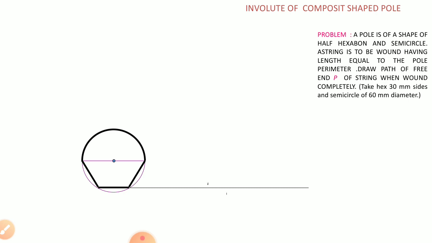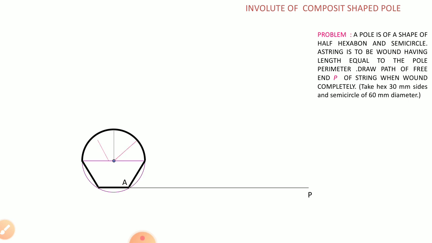Now we start with the end. First we take AP equal to the perimeter of this entire curve. The curve will be half of the circle, that will go for pi r, and the remaining perimeter is for the half hexagon, and the side of the half hexagon is 30 mm each. So 30 plus 30 plus 30, that will go for 90 mm plus pi r.